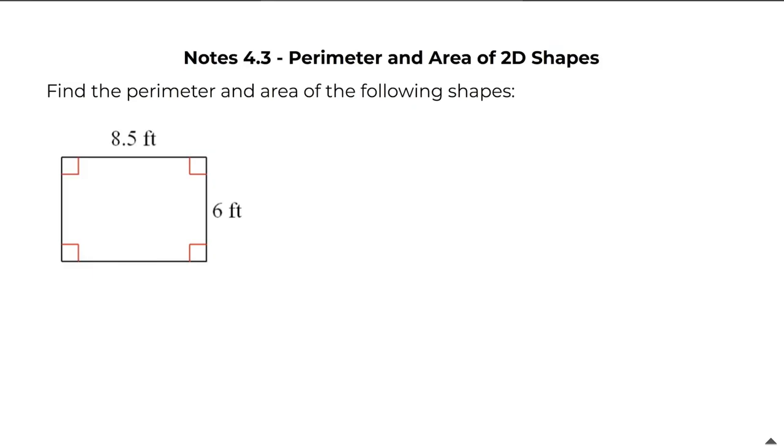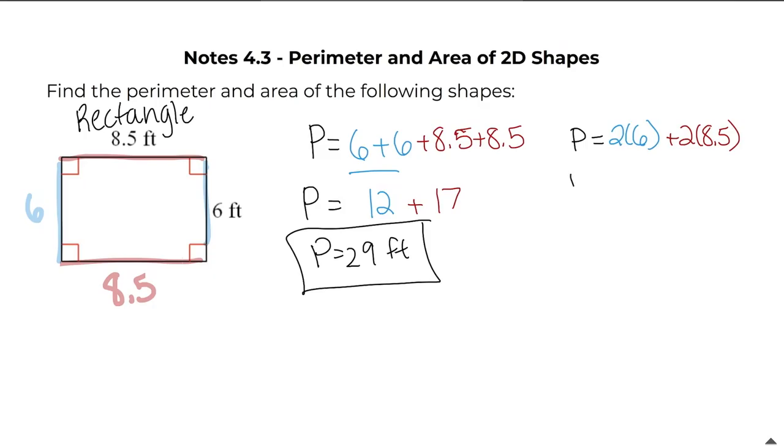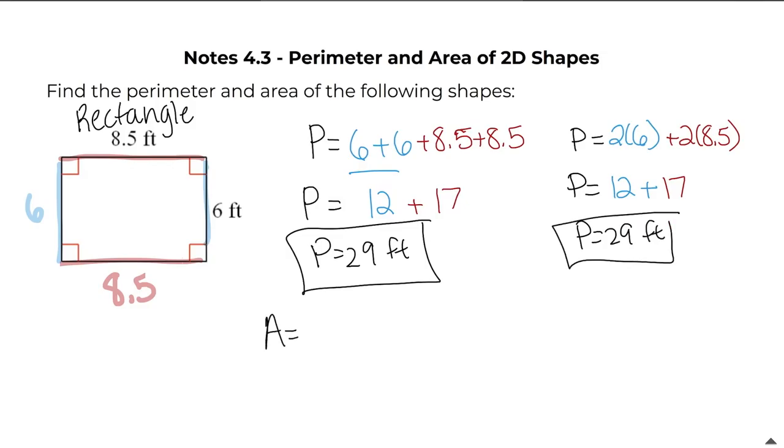So our first shape is a rectangle. So to find the perimeter, all I have to do is add up all my sides. Well, one side that I have here is 6, but I have two sides that are 6. And then I have another side that is 8.5, but they're both 8.5 here. So to find this perimeter, I have two options. I could either do 6 plus 6 plus 8.5 plus 8.5, or I could do 2 times 6 because there's two sets of 6 plus 2 times 8.5 because there's two sets of 8.5.